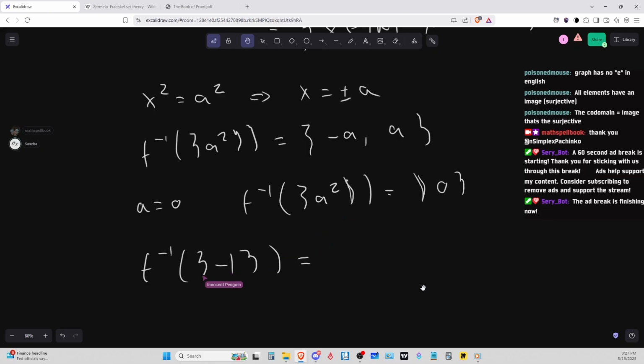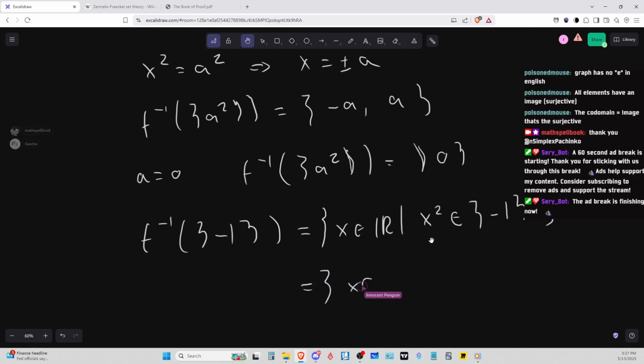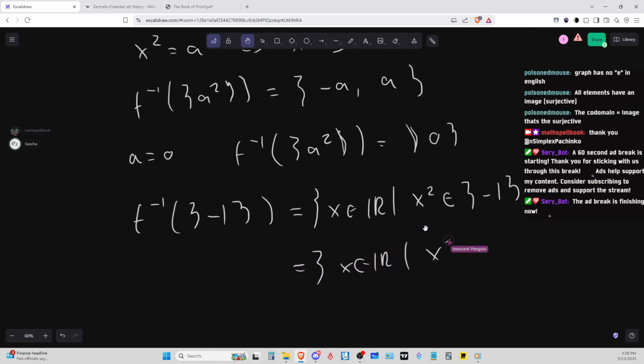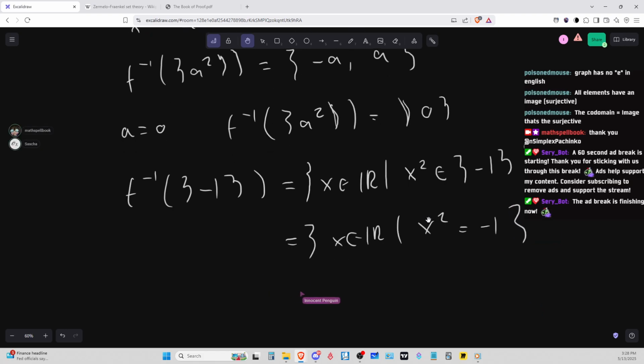Well, let's write the definition. The pre-image of minus 1, by definition, would be all the x inside of R that verify that x squared is inside of the singleton that contains minus 1. In other words, we want x squared to equal negative 1. Oh, okay. Which it can't. Exactly. So in that case, the pre-image is the empty set, if we're using real numbers. For complex numbers, you would have something else, right?